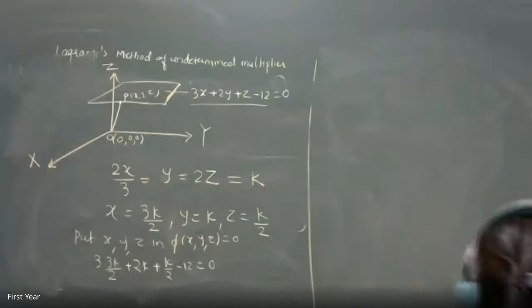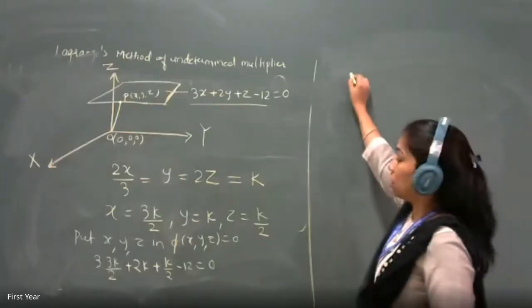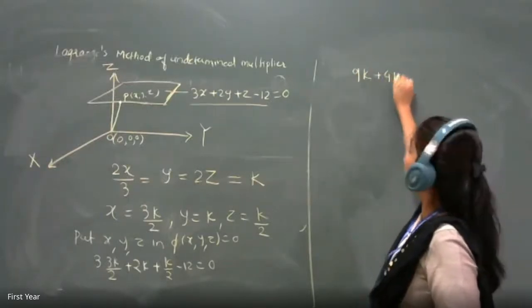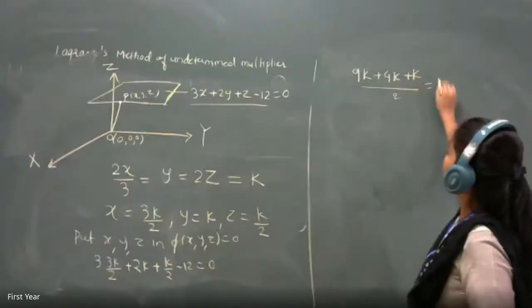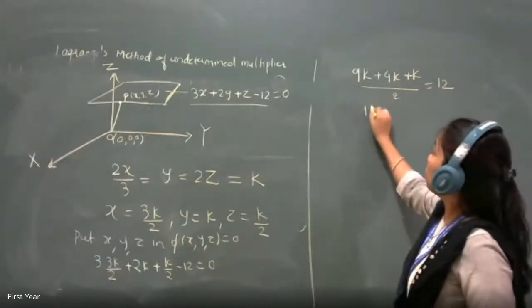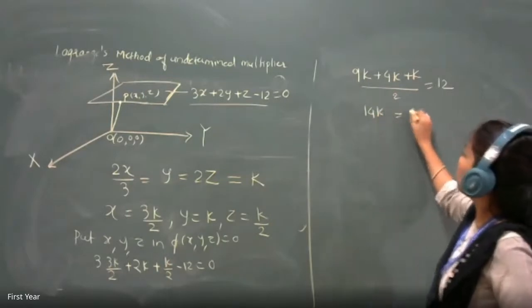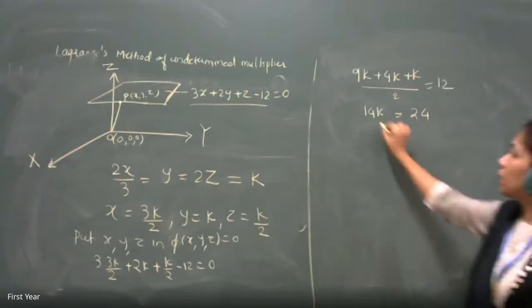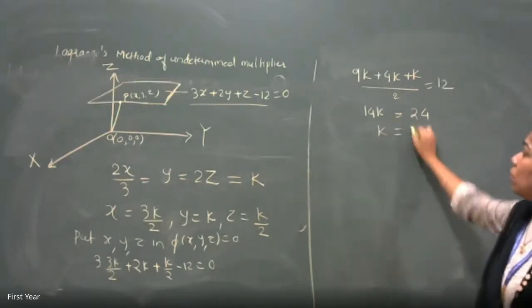Ma'am, 12 by 7. That's right. Everybody is getting 12 by 7. Should I write it or does everybody know how to get it? Okay, I'll do it. So that is 14k is equal to 24, after I take the LCM, and that's why k is equal to 12 by 7.